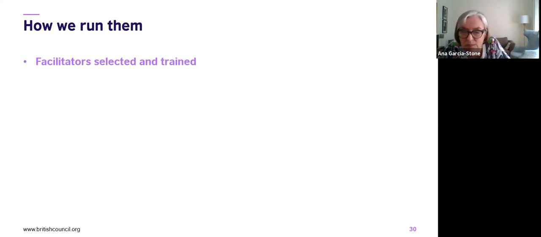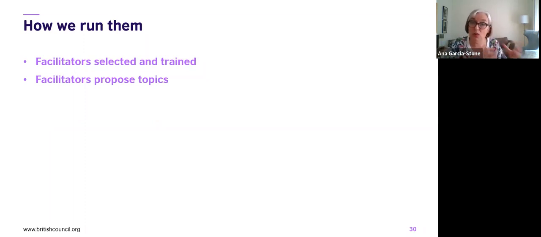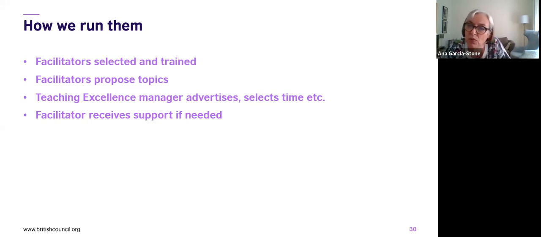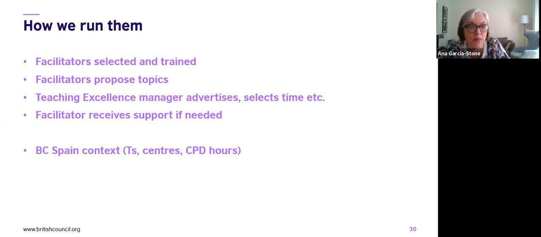So the way we run them in the British Council is we ask people to apply to be facilitators, we select them, and then, as I said, I give a 3-hour training session. The facilitator proposes the topic and we discuss how suitable the topic is and we give help. We have a teaching excellence manager called Annie McMullen who advertises and does all the hard work. And then the facilitator receives support if they need it, either from me or from Andy.